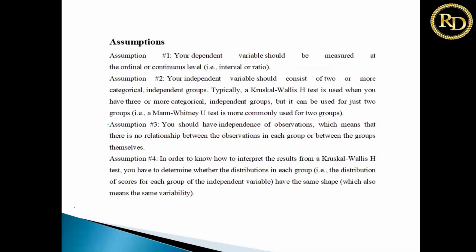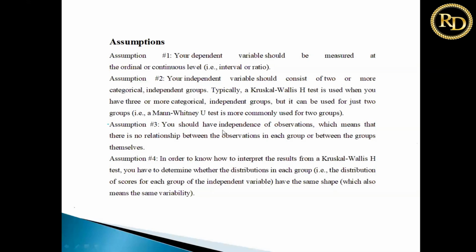So similar assumptions are here for the Kruskal-Wallis test. Let us see. Independent variables should be measured at the ordinal or continuous level. And assumption 2 is that your independent variable should consist of two or more categorical independent groups. Typically, a Kruskal-Wallis test is used when you have three or more categorical, independent groups. But it can be used for just two groups. That is the Mann-Whitney U test, because this is a particular case of this Kruskal-Wallis test.